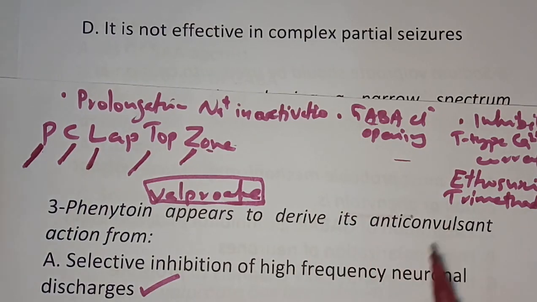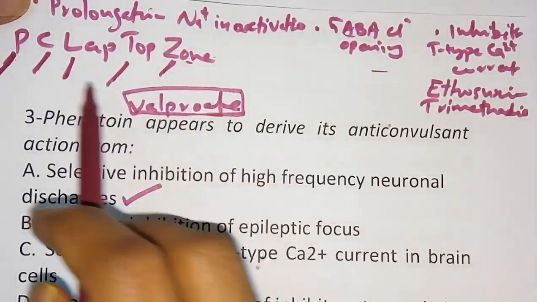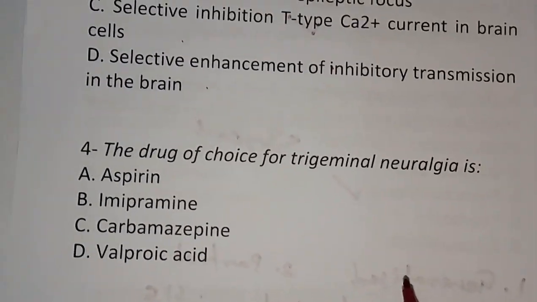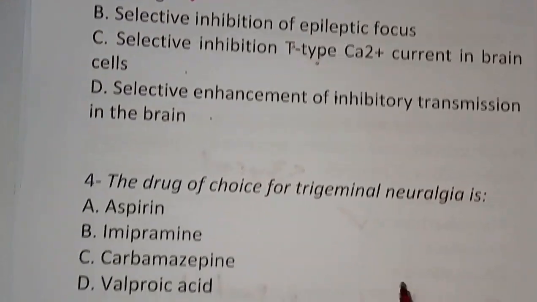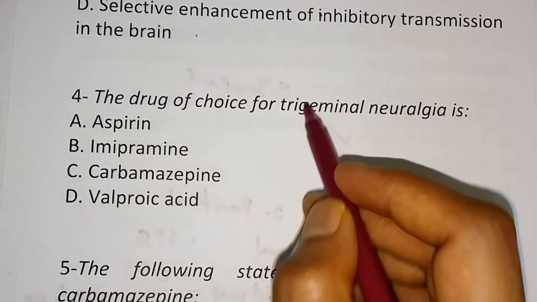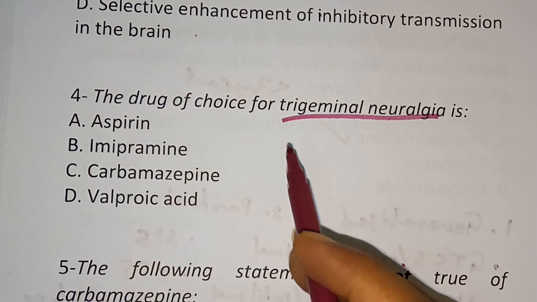Now we will move to the next question. I hope you understood this mechanism. The reason I took this much time is that this is a very important question. Question number 4; question number 3 we already discussed. Question number 4: the drug of choice in case of trigeminal neuralgia. This is also important.